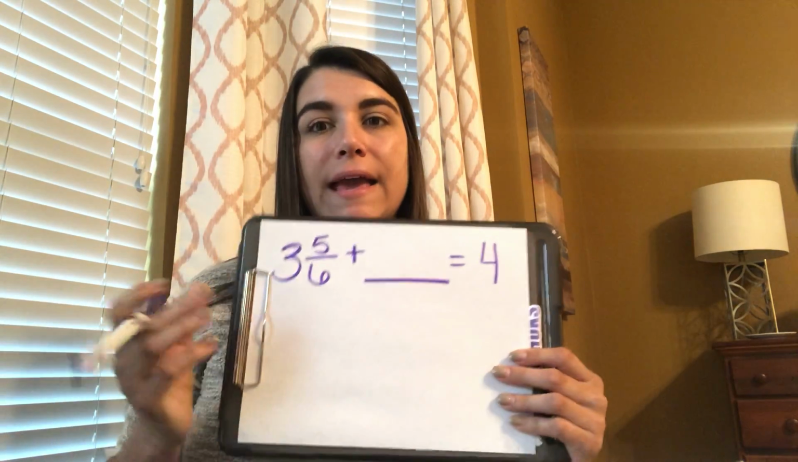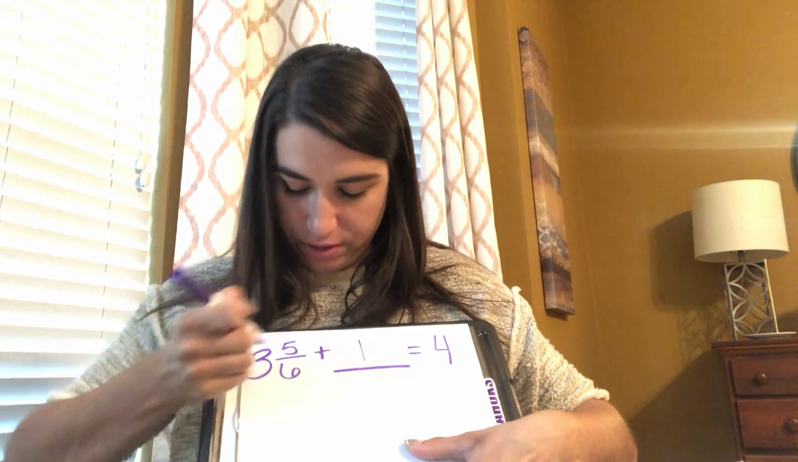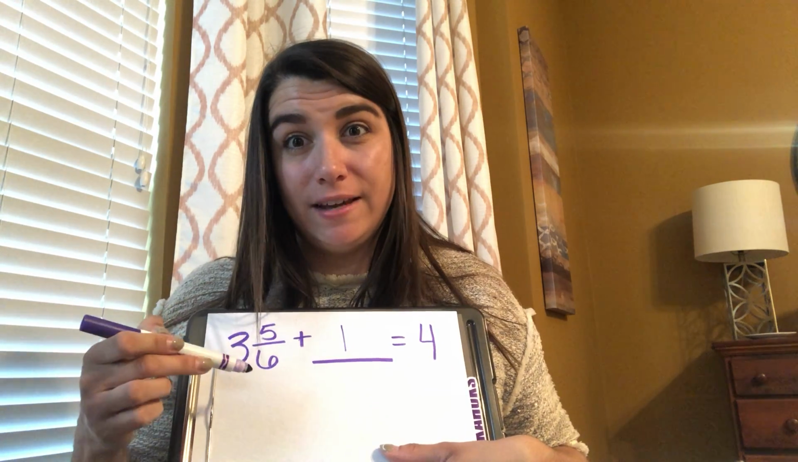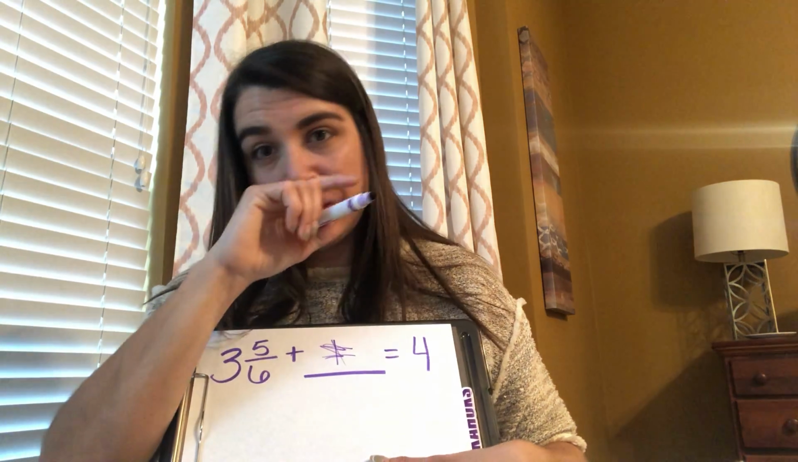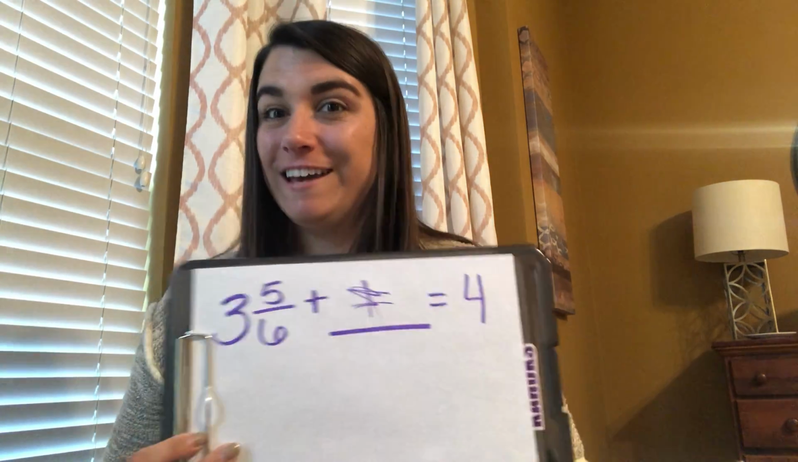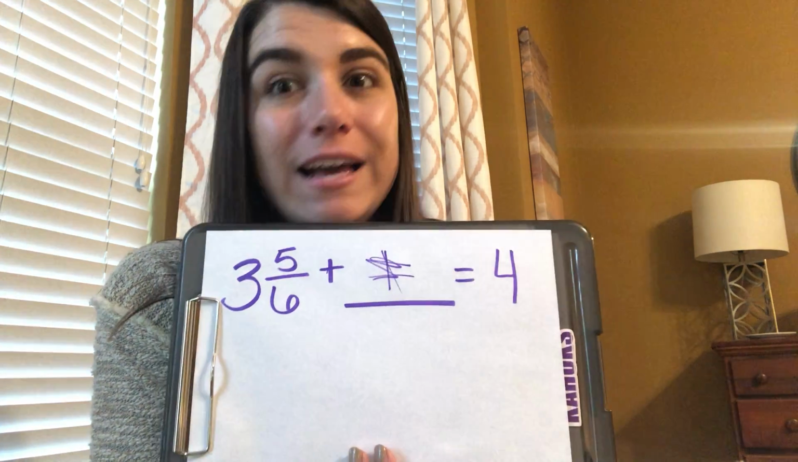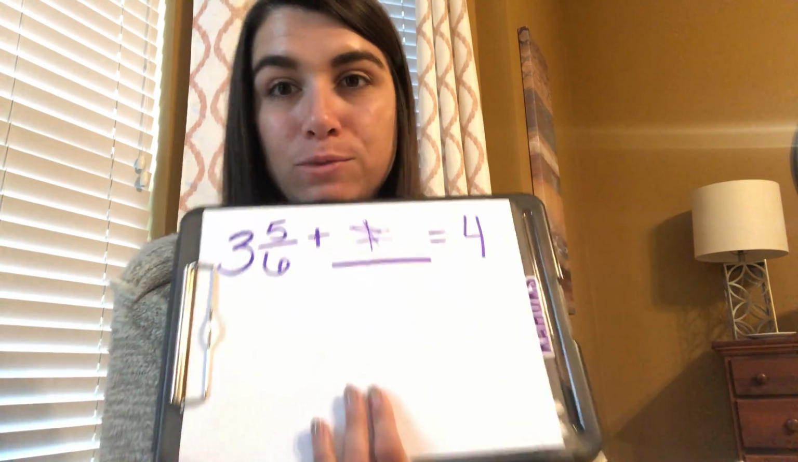All right, so if you thought 1 and you put a 1 here, because 3 plus 1 is 4, you would end up with 4 5/6. So that's too much. So it can't be 1. So I wish I could call on you to see if you have any ideas, because I feel like some of you might be like, oh, yes, I know.